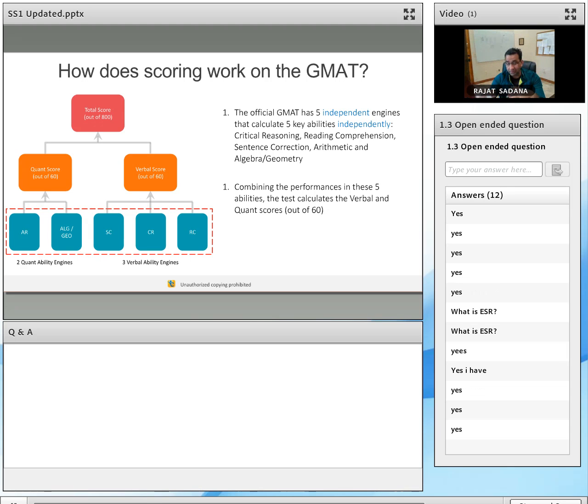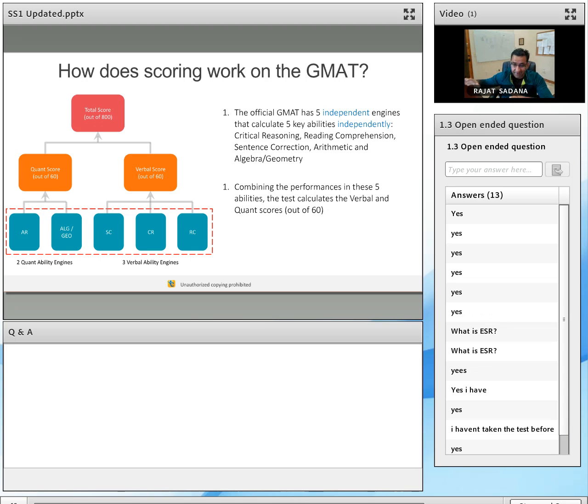ESR is what you get when you take the GMAT: an enhanced score report, which tells you how you performed during the test, and essentially what abilities you got. And let me just tell you how to analyze your ESR.